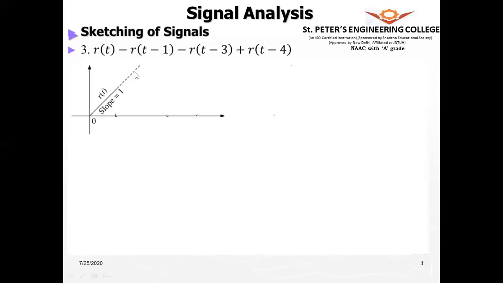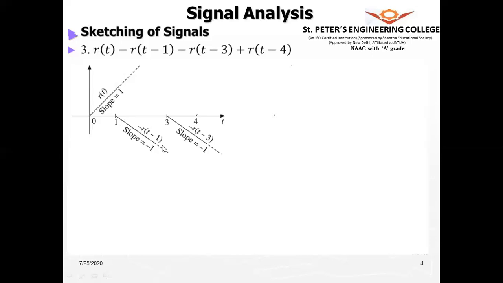So r of t is this signal, and let us draw what is minus r of t minus 1, it will be a ramp like this, and minus r of t minus 3 will be another ramp signal with a slope of minus 1 here, and this slope will be plus 1. See, this is going negative. So this is positive going. That means it's rising positive. This is negative going. So if you see the axis, y-axis, this is positive and this is negative. So therefore, the slope here is positive and the slope here is negative.